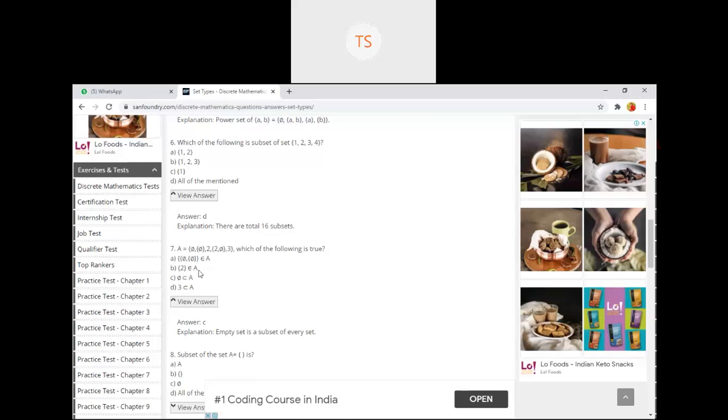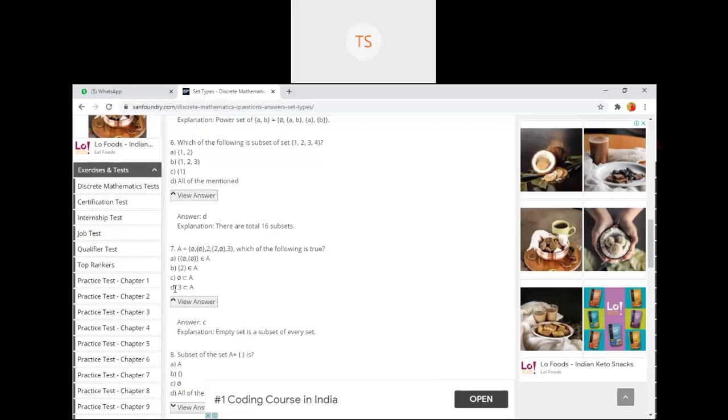2 belongs to set A? No. Only this particular element belongs to capital A, not the set 2. There is a curly bracket, so this becomes a set. So this option is wrong. Now, phi is a subset of A. Yes, because the empty set is a subset of every set. So that's why phi is a subset of A.